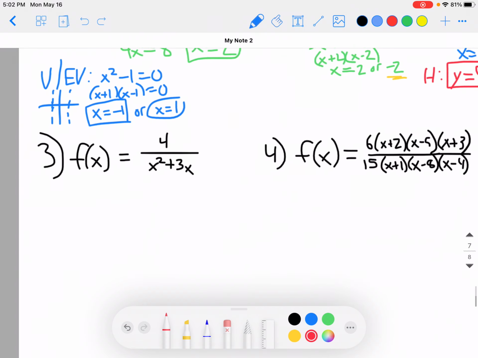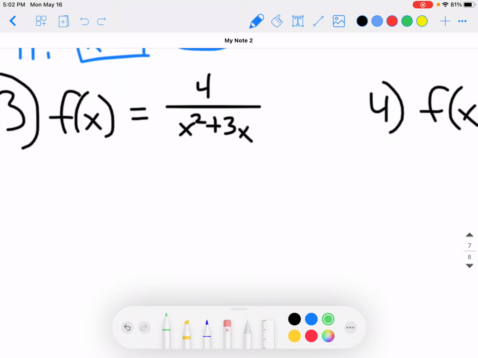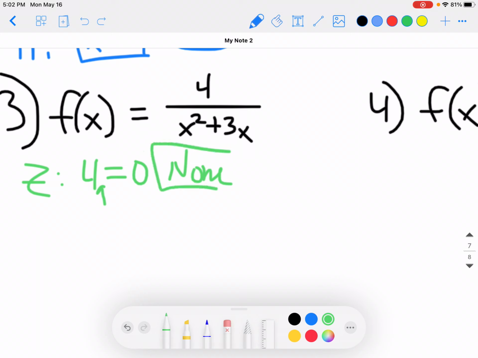All right, let's do a couple more. So let's take a look at this one. For the zeros, this one's going to be interesting here. I'm going to set my denominator equal to 0. But the thing is, there's no variable here, so it can't be done. So my answer is actually just going to be none. There's no value in here that's going to make this equal to 0.